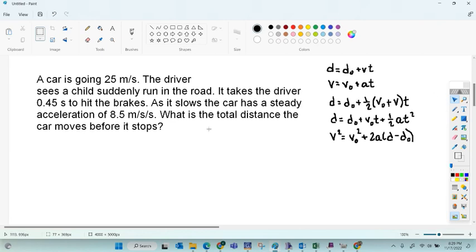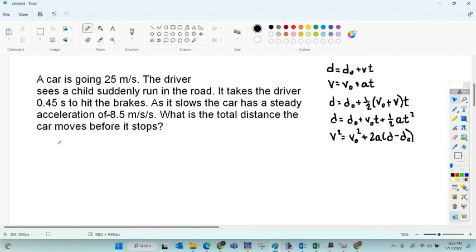So I want to go back to our pictures again, and we want to consider what's happening here. Car is going 25 meters per second. The driver sees a child suddenly run in the road. It takes the driver's 0.45 seconds to hit the brakes. As it slows, the car has a steady acceleration of 8.5 meters per second squared. Actually, it should say of negative 8.5 meters per second squared because they're slowing down. What's the total distance the car moves before it stops?